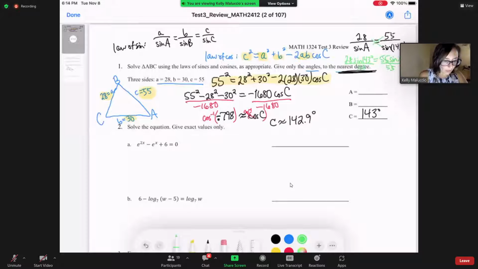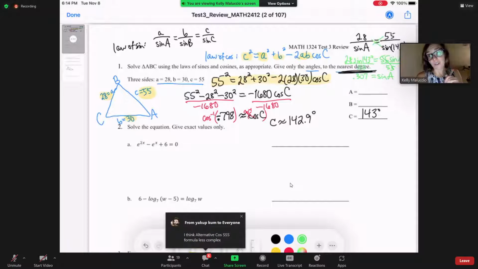And again, if you didn't want to write that division step, you don't need to. Sine of A is going to be approximately equal to 0.307 or something. So again, if you round this early, you might get a slightly different answer. I'm writing this out now, but when I did this in my calculator, I might have just done everything all together. So even though I rounded here, my answer may not be totally rounded, right? So, alternative: cosine side by side formula is less complex.